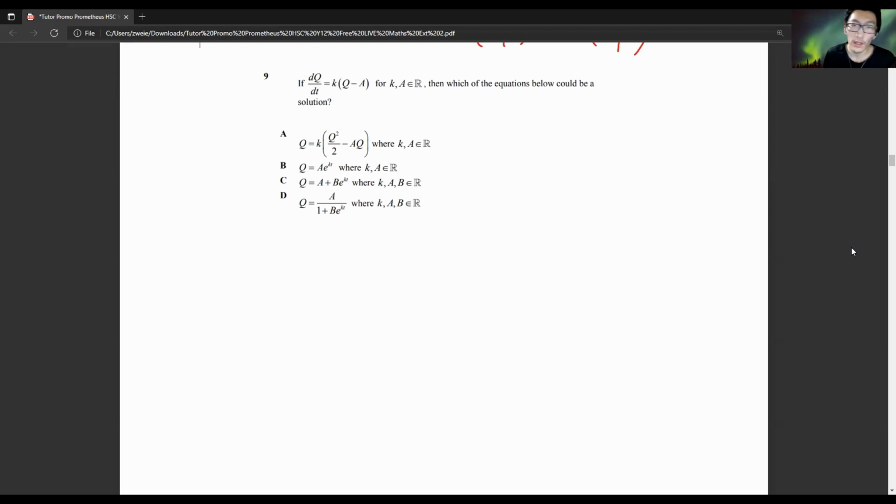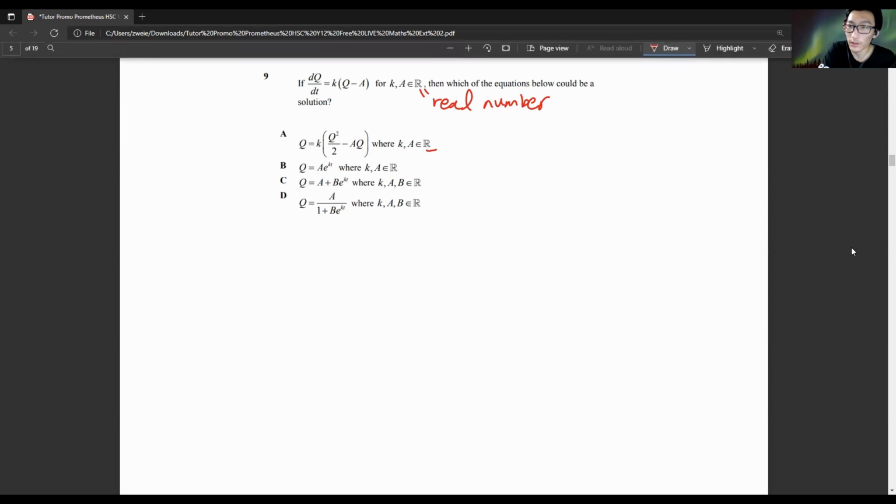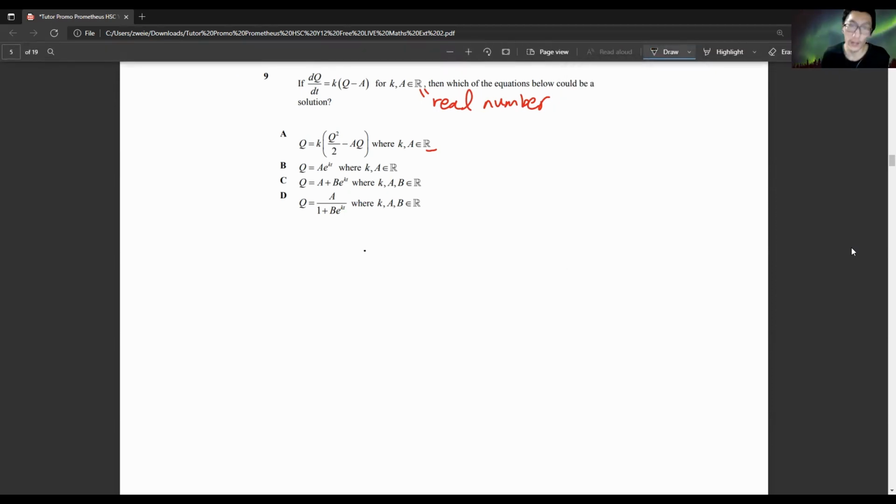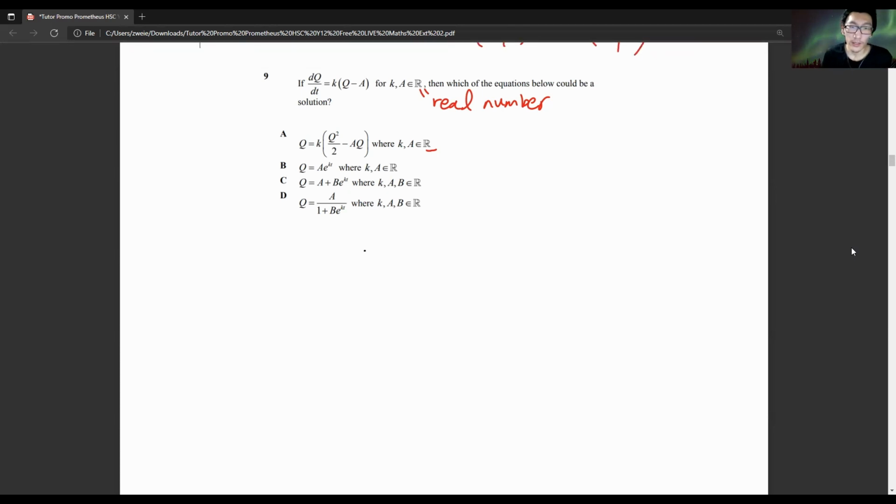So we have A, Q equals kQ squared on 2 minus aQ, where k and a exist as real numbers. So R over here means real numbers. I should switch back to black. Give me a second. All right, here we go. We have the black. B says A e^(kt), and then C, and D, and so on.